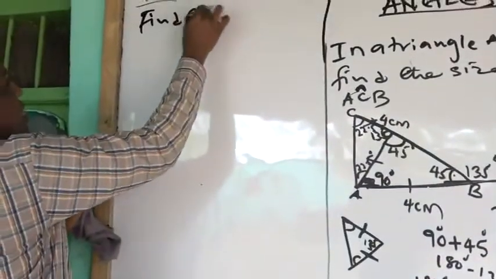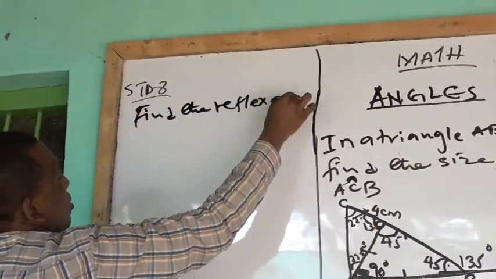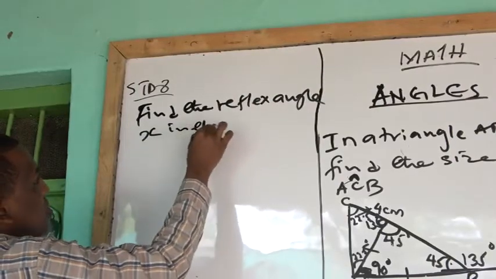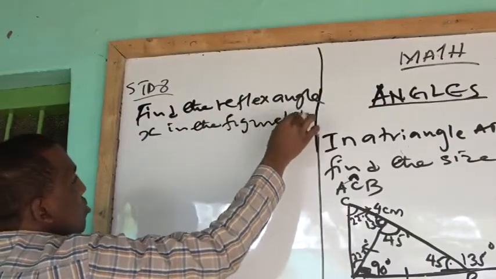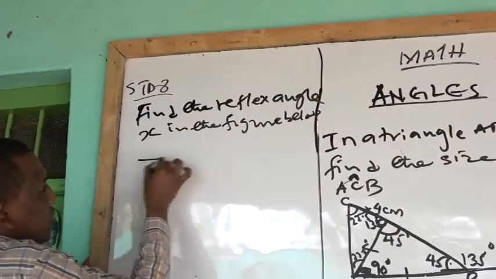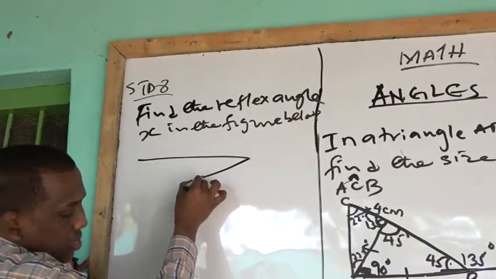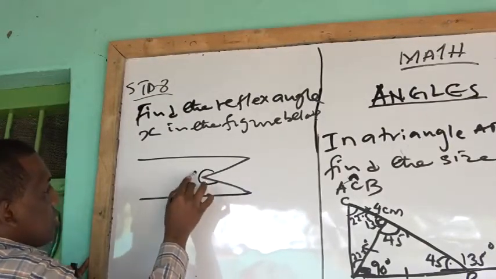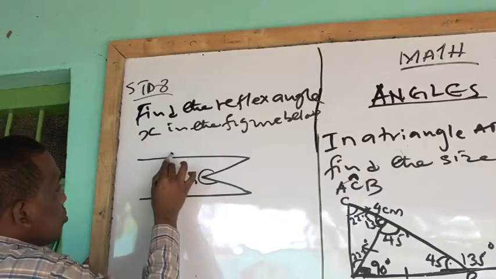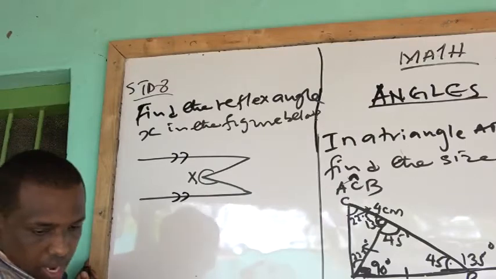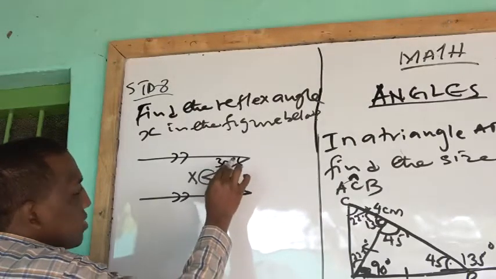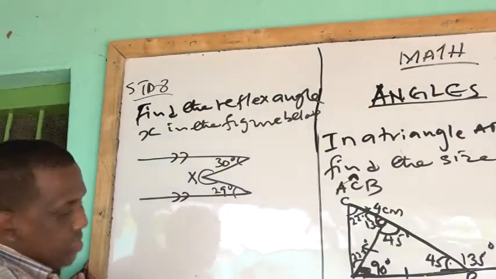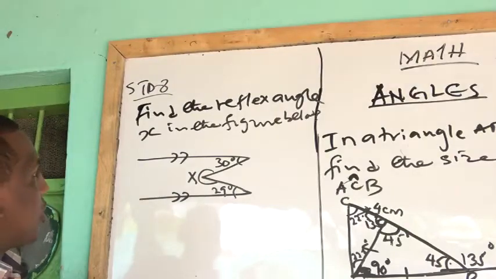Find the reflex angle x in the figure below. Then there is this figure. Here is x. These two lines are parallel. This shows that those are parallel lines. Here is 30 degrees, and here is 29 degrees. Then here is x now. So you are told to find angle x.